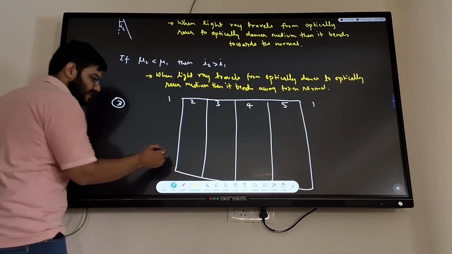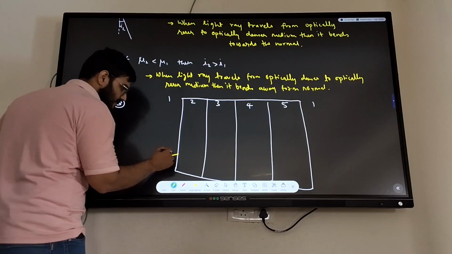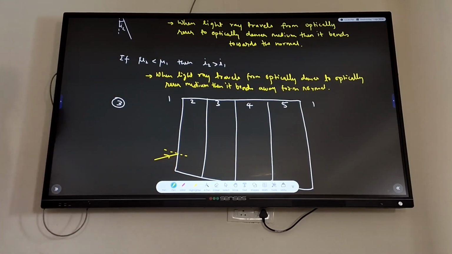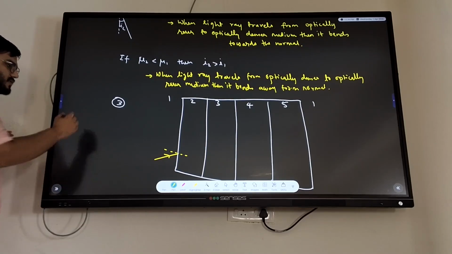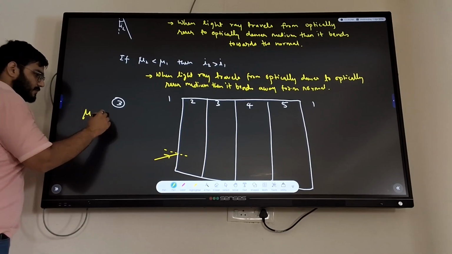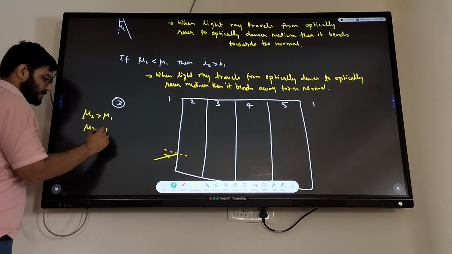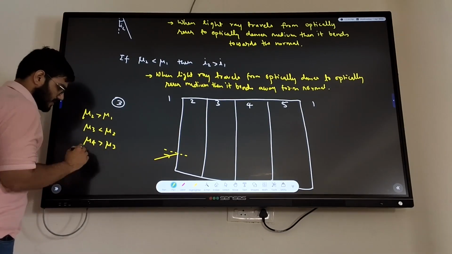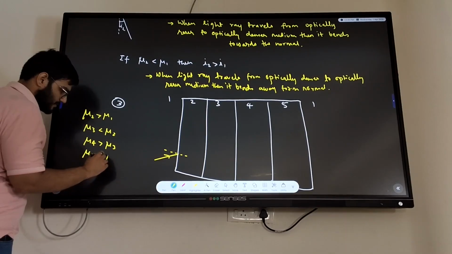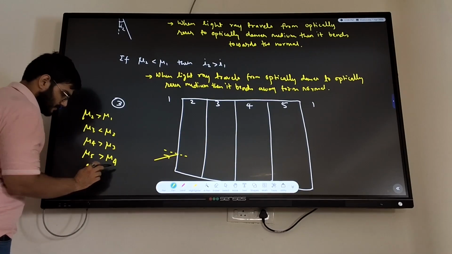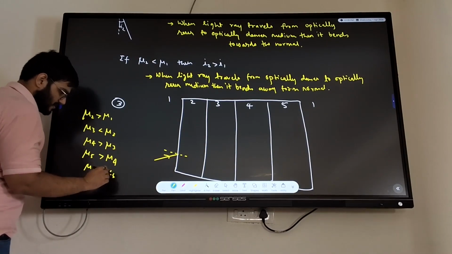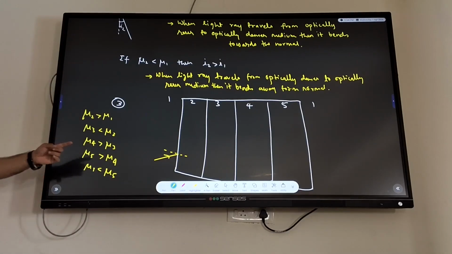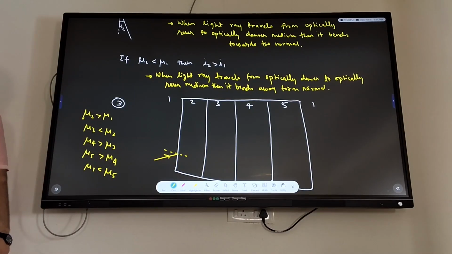Let's say the incident light is something like this and hits here. Let me give you some relations and then you tell me how the light should behave. I am giving you mu2 is greater than mu1, mu3 is less than mu2, mu4 is greater than mu3, mu5 is greater than mu4, and mu1 is less than mu5. Let's say this information is given. Can you tell me how the light will move? Tell me, for 1 to 2, how will it go?